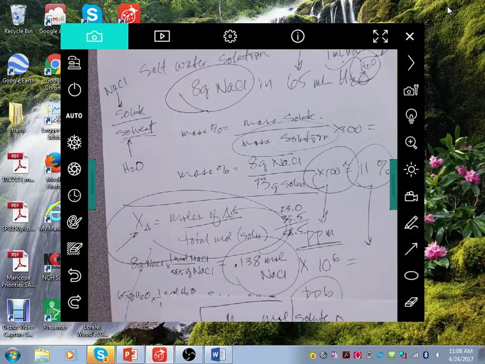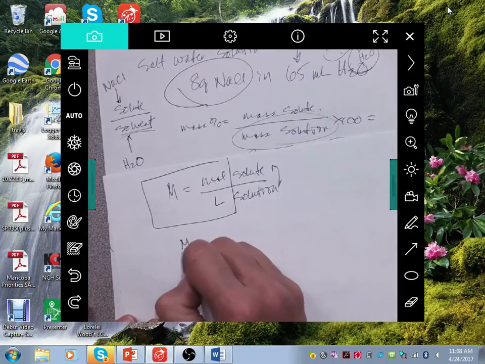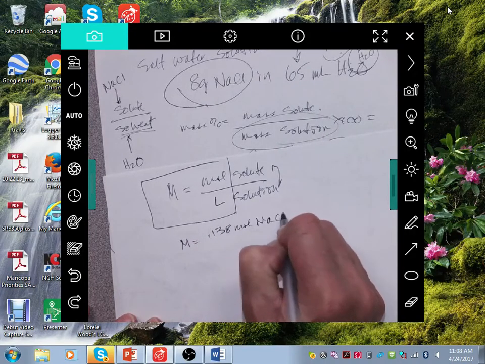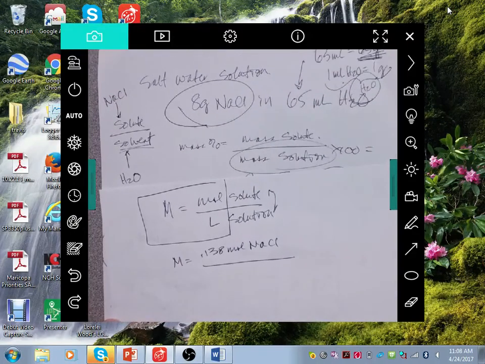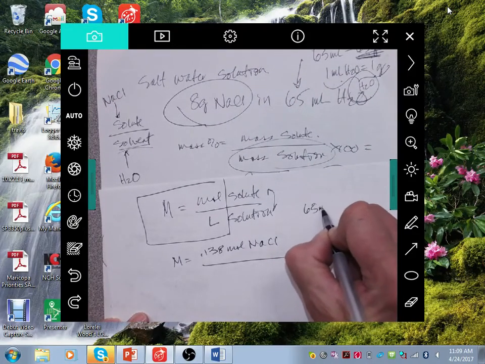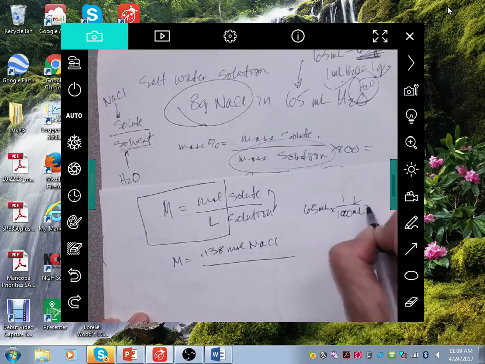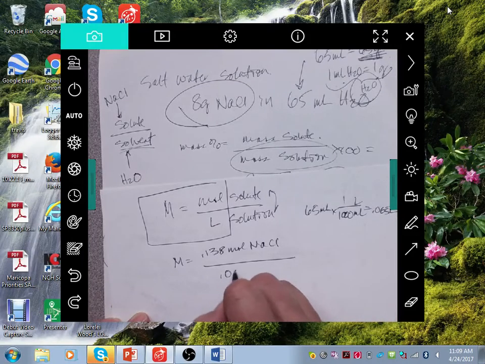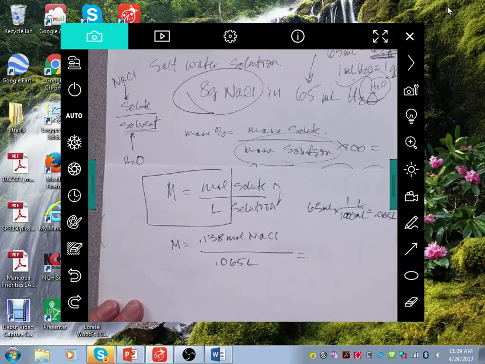There we go. There's my grams of NaCl. I got 0.138 moles of NaCl, right? So my molarity is 0.138 moles of NaCl. What am I going to divide it by now? Liters. So I've got to take 65 mils and go milliliters to liters, right? So it's 0.065 liters. All right, somebody with a calculator, what's my molarity?